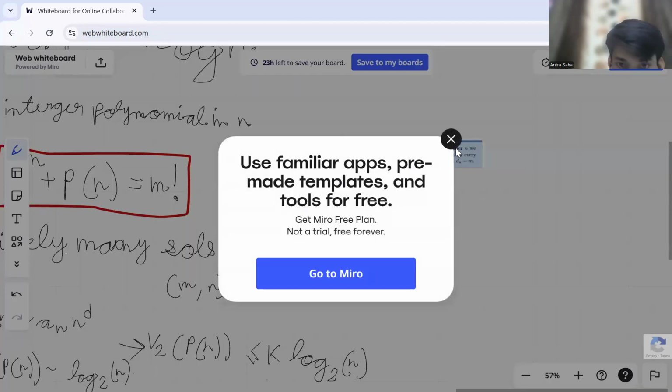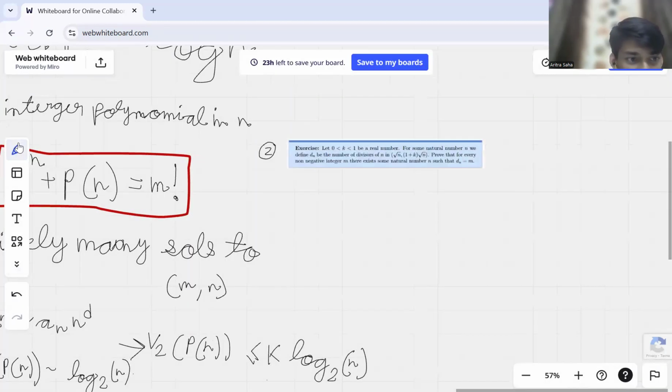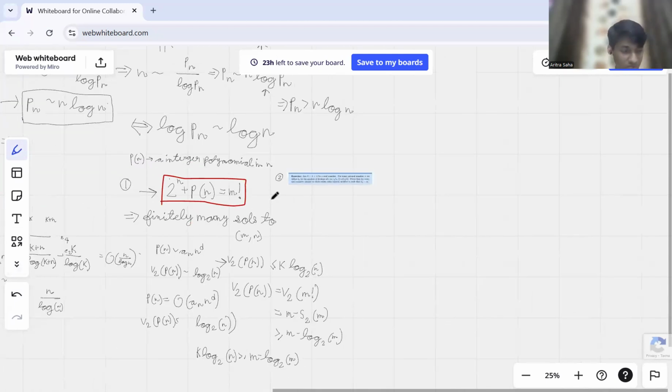I don't see a select option for some reason. Okay, I can't select, probably. I'll do the things down here only.